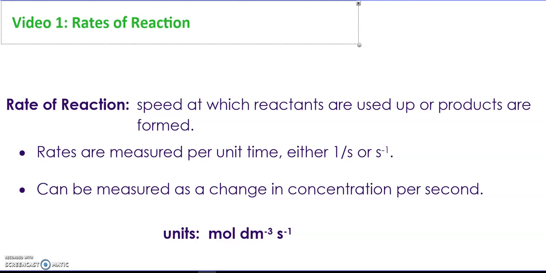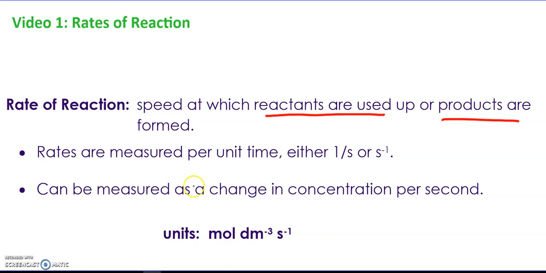So first, a rate in general is something related to speed or how fast. It's per unit time. So a rate of reaction is the speed at which reactants are used up or products are formed. You can look at this either way: reactants getting used or products being formed, because products are being formed because reactants are being used.